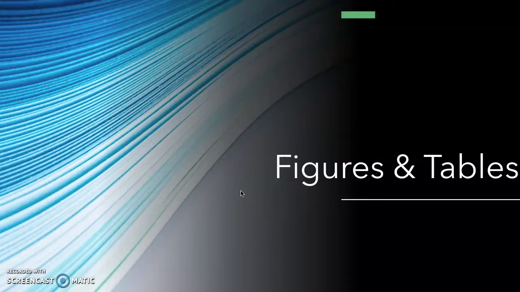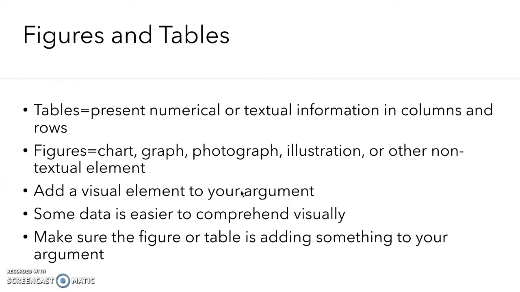One of the other things you're going to want to include in your final paper is a figure or a table. So tables are things that present numerical or textual information in columns and rows. A figure kind of encompasses any other visual element, like a chart or a graph, some of the things we used on our infographics, an illustration, a photograph, and these can be helpful to an argumentative paper because they add a visual element to your argument.